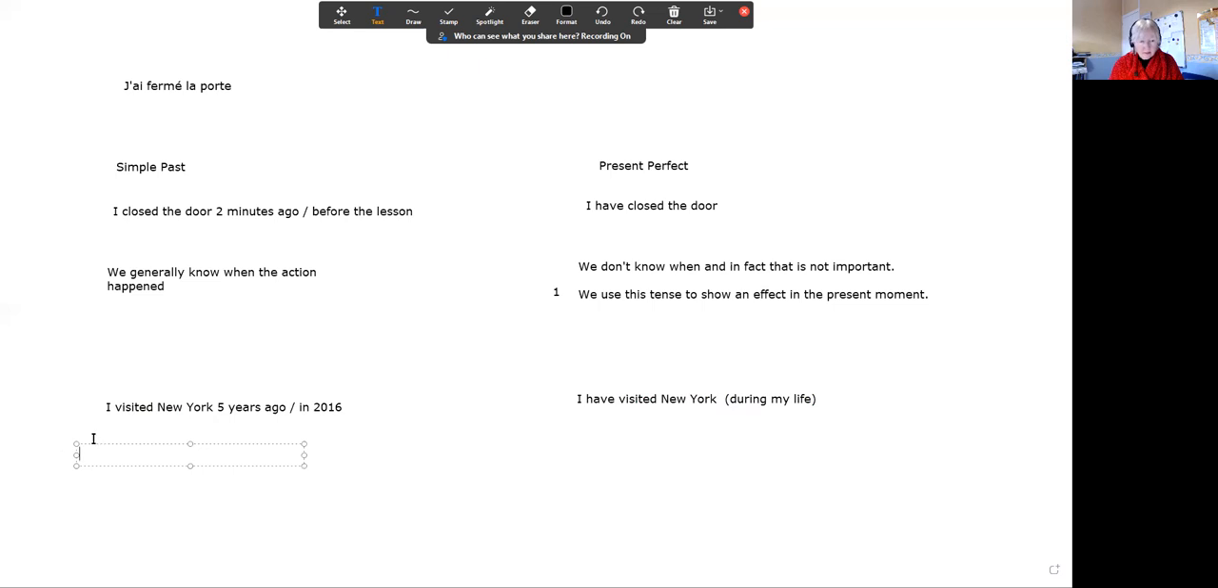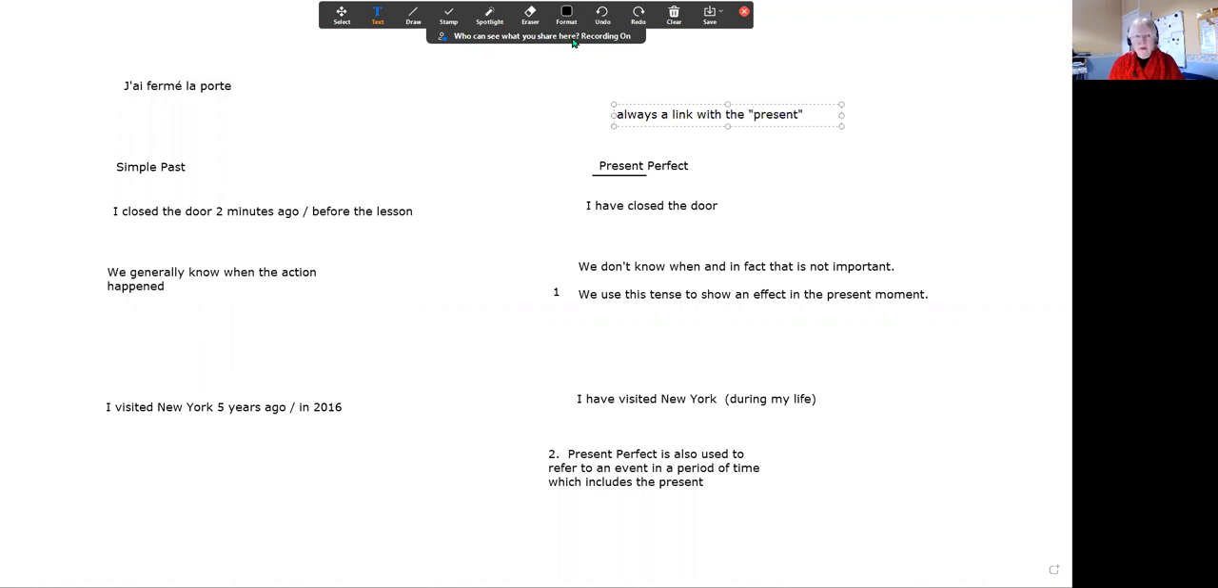In fact, if I put it over here to make it a little clearer, the second use of the present perfect is also used to refer to an event in a period of time which includes the present. So once again, there is a link with the present, hence the name present perfect. There is always a link. Remember that. Always a link with the present perfect.